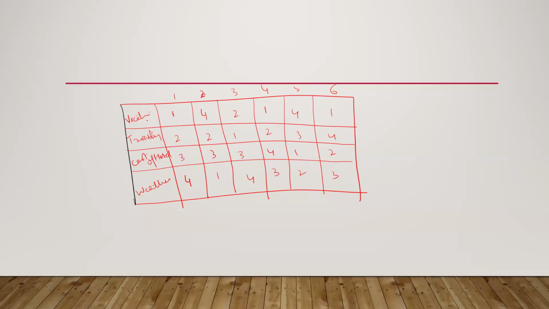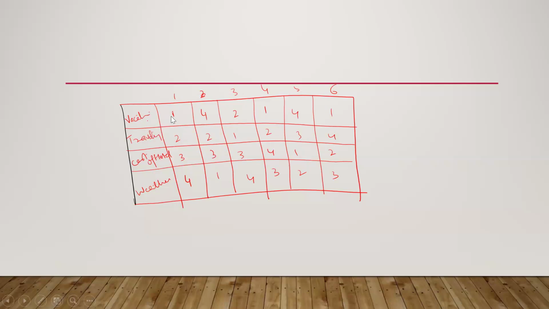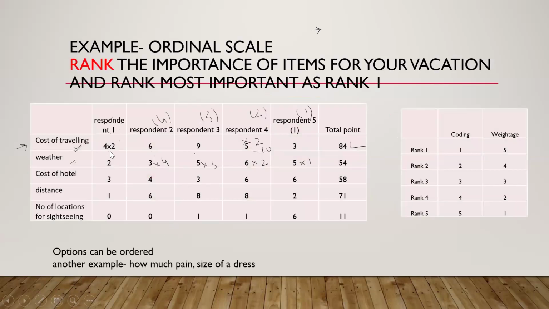So how many persons have given vacation as rank 1? So you will calculate that. How many people have given vacation as rank 1? So how many have given 1, 2, 3? So let's see one more also. So 4. So how many people have given traveling as choice 2? So you will again calculate that. 2, 3, whatever number you get. So once you have that number, you just fill that number here, right?